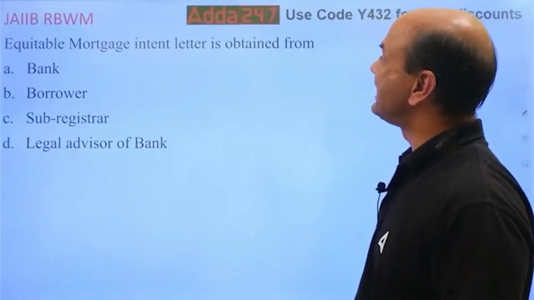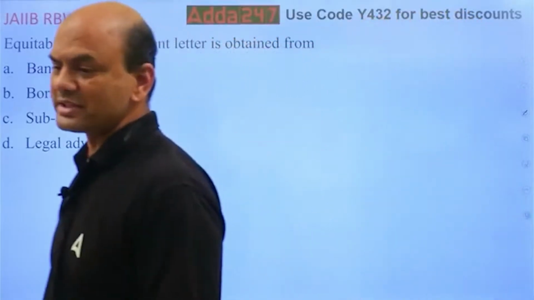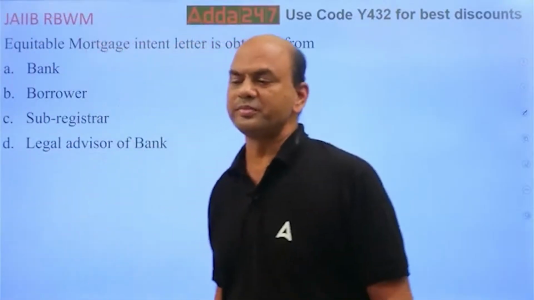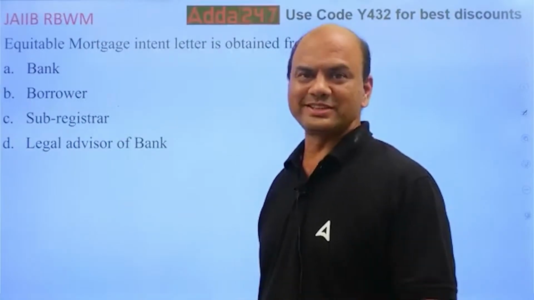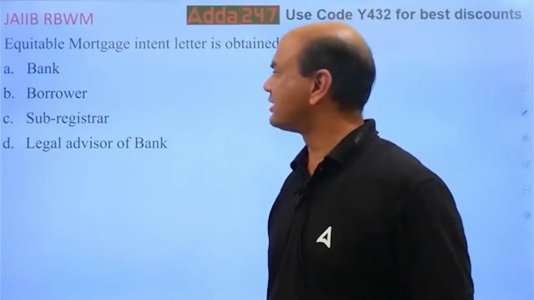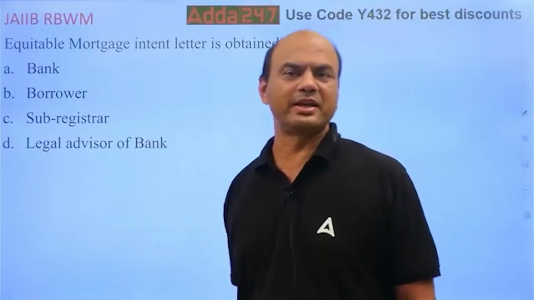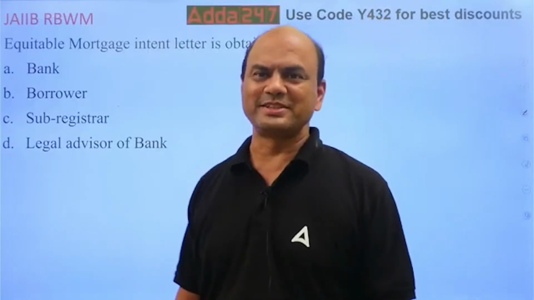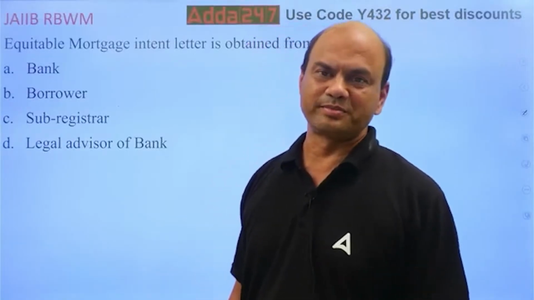Equitable mortgage intent letter is obtained from. So it is obtained from whom? Now what is intent basically? Intent means I have to do the mortgage. Who will give the intent then? Bank, borrower, sub-registrar or legal advisor of the bank. Give me in the comment section. Let me see.